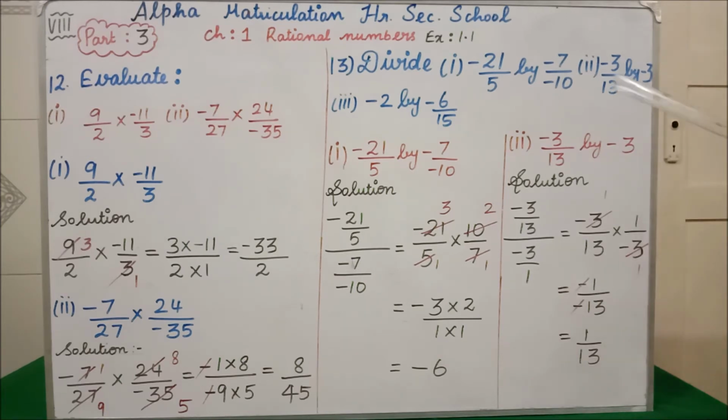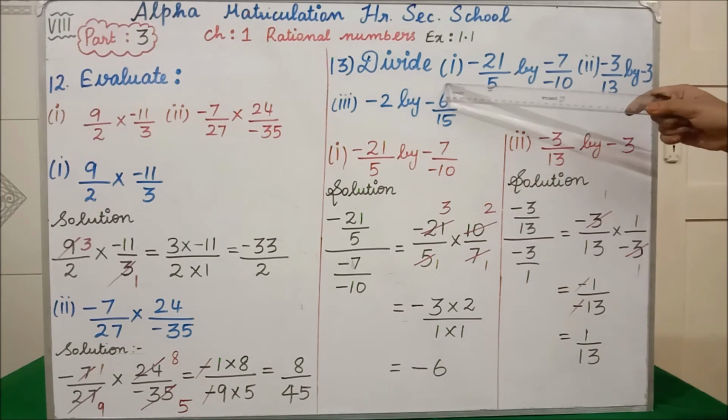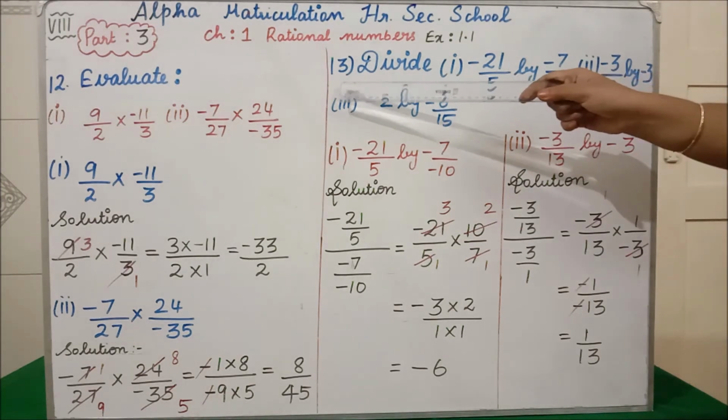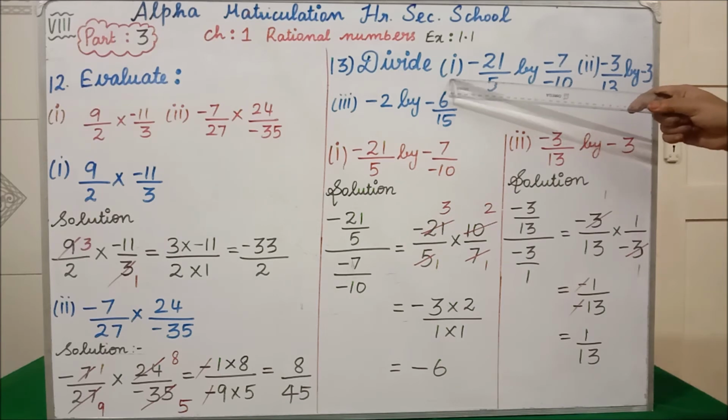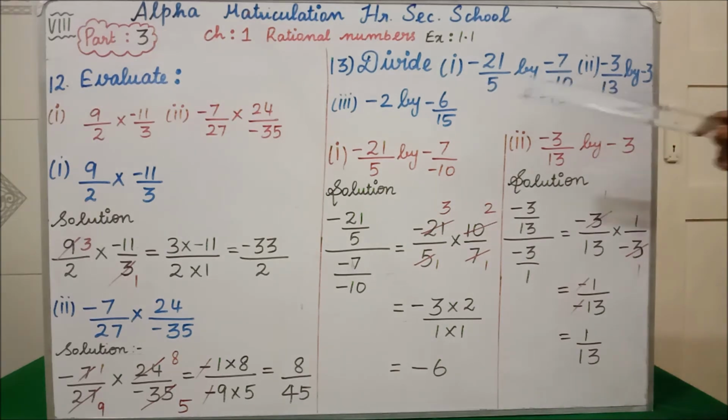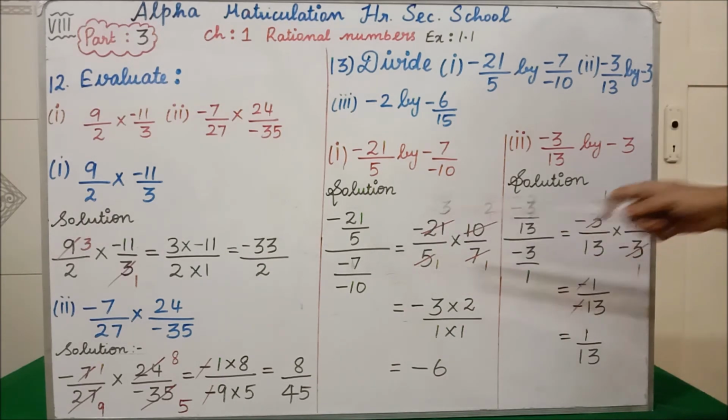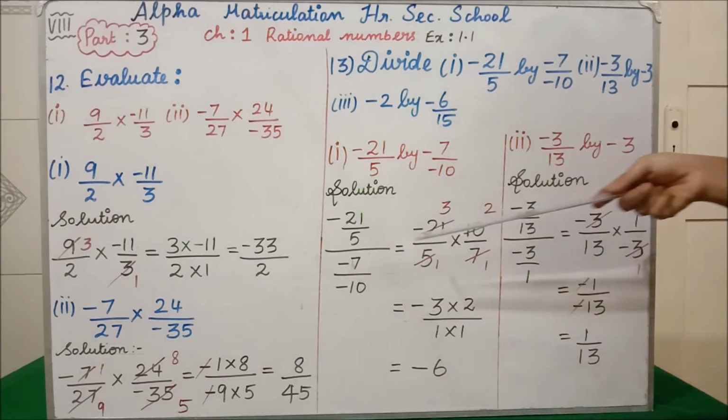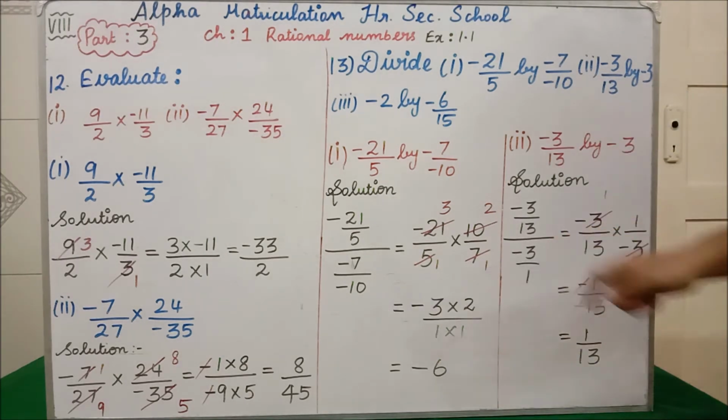The 13th question is divide. Divide they have given. In the 13th question we are having 3 subdivisions. This is the first subdivision, this is the second subdivision and this is the third subdivision. Now we are going to see the first subdivision. Minus 21 by 5 by minus 7 divided by minus 10. So divide they have given. Now 'by' means you have to put the divide sign. Minus 21 by 5 I am writing, divided by minus 7 by minus 10.